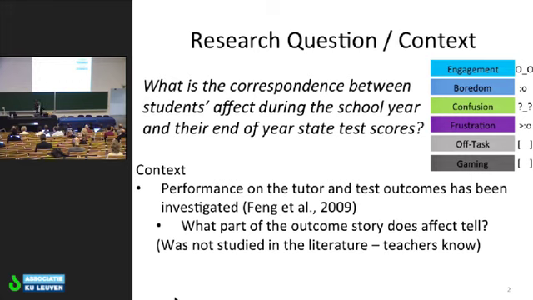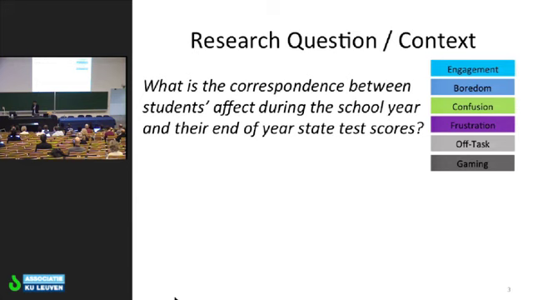And so why study this? Well, it's not studied in the literature, so it's this unknown. From a scientific point of view, it makes sense to maybe look into this and see if there's something to be discovered. But teachers have known this for a long time, the importance of affect, the importance of a student's mental well-being and emotional well-being, but it hasn't been backed up with numbers.